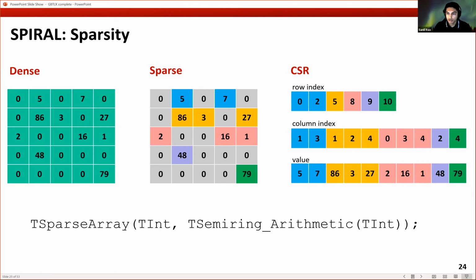So in Spiral, we added support for sparse arrays and matrices, which we parameterize by type, and we also parameterize by the semiring, and that semiring is also parameterized by type. This is actually a design decision that we made that differs from our overarching library, GraphBLAS, because in GraphBLAS, the semiring is attached to the operation, but we believe it's better to attach the semiring to the data structure that you're computing over rather than the operation, and that's a benefit for the actual code generation process.